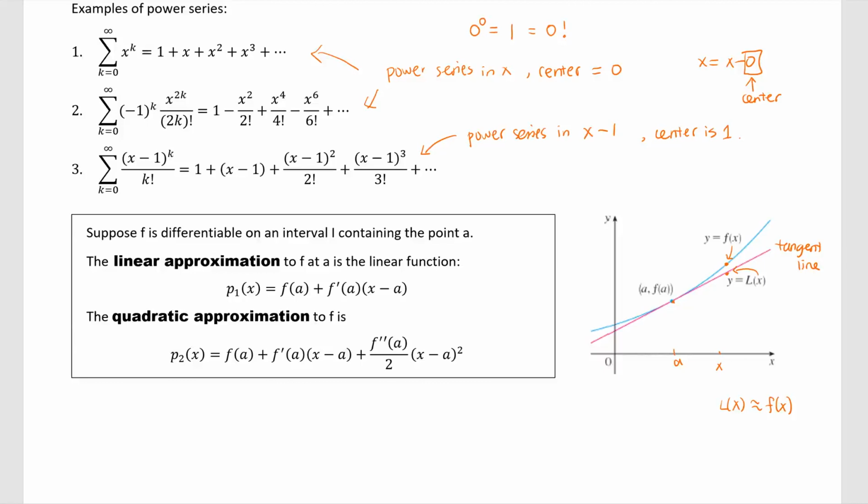And what is the tangent line equation? Well, we use the point slope form, right? We need a point on the line and a slope. Well, the slope is the derivative evaluated at point A, right?